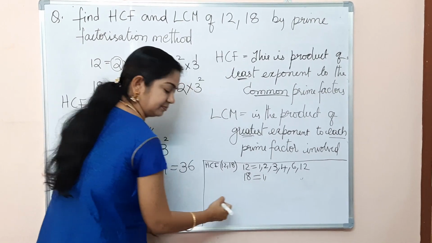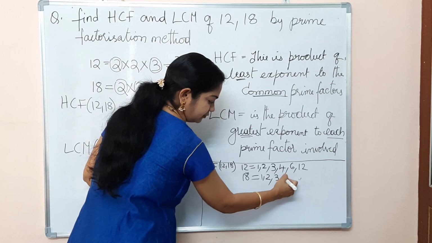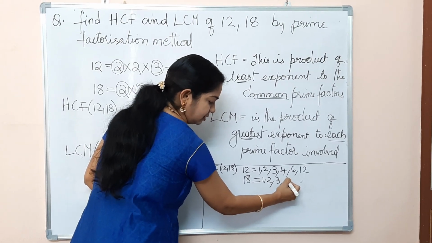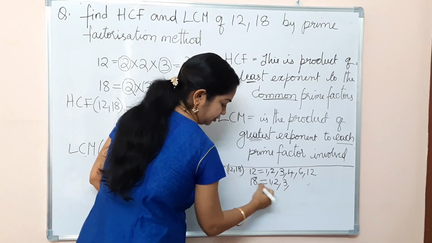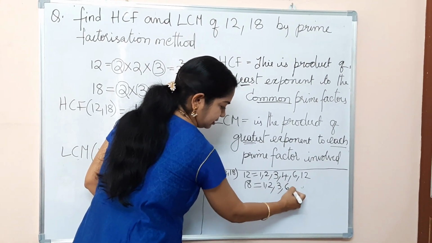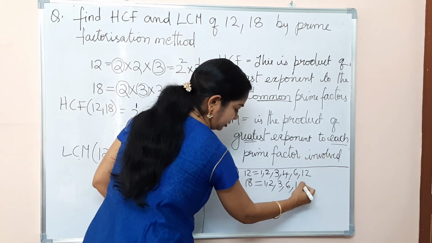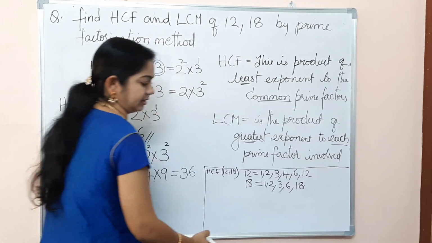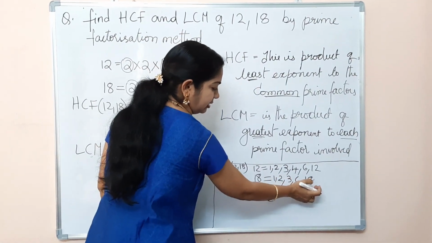Okay. First 1, it goes. With 2, 3 sixes are 18. 4, it won't go. 5, it won't go. Again 6, it will go. 7, 8, 9, 10, 12, no. 18 last. So the factors of 18 are 1, 2, 3, 6 and 18.